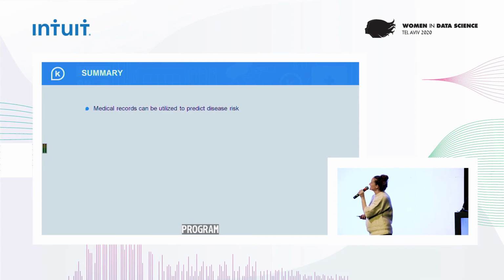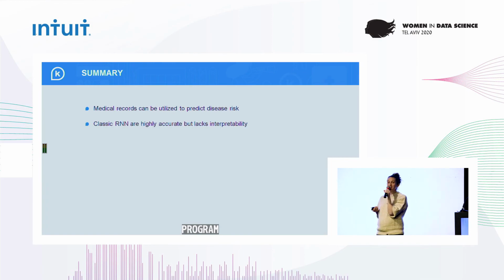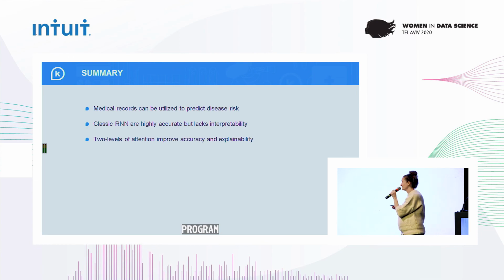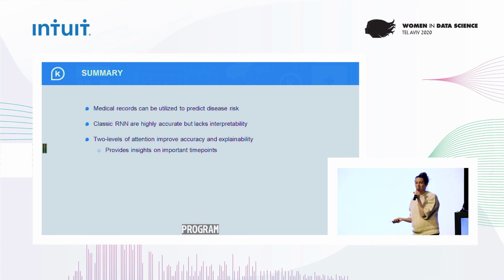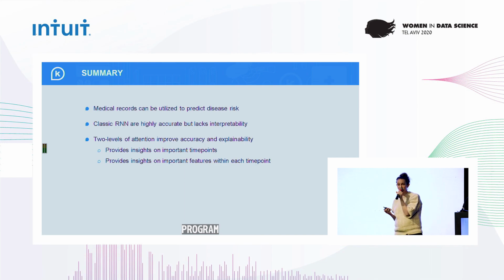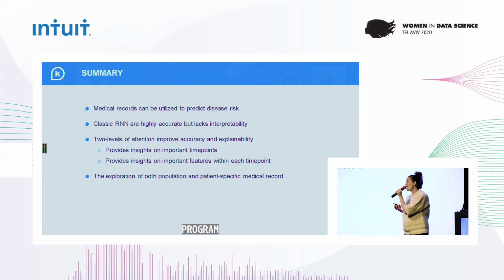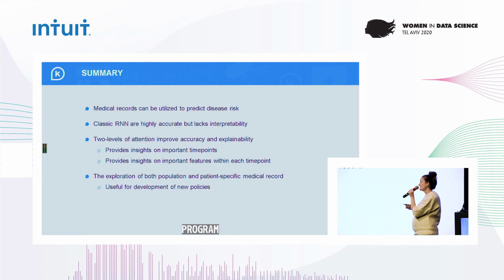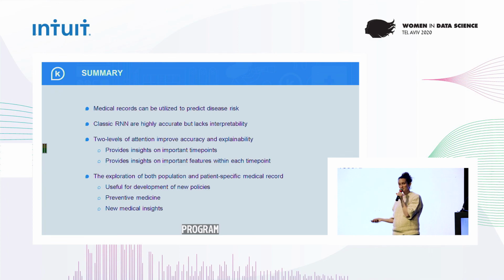So to summarize, I've shown you that medical records can be utilized to predict risk scores. Classic RNNs are highly accurate, but they lack interpretability. Here, we specifically focused on adding a two-level attention that will improve accuracy and explainability, both at the visit level and also at the medical record level, to see which ones were important in each specific visit. Then I showed you how the exploration of both population and patient-specific medical records can help us develop new policies, preventive medicine, and new medical insights.